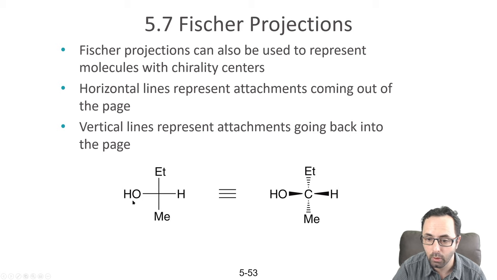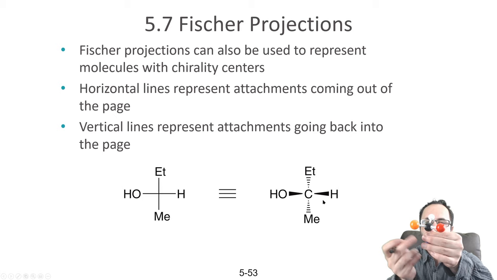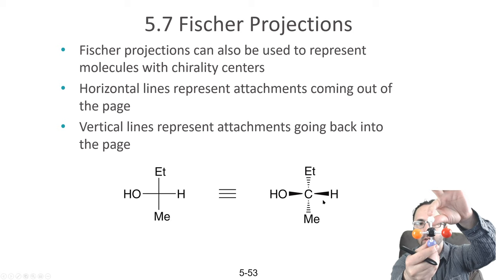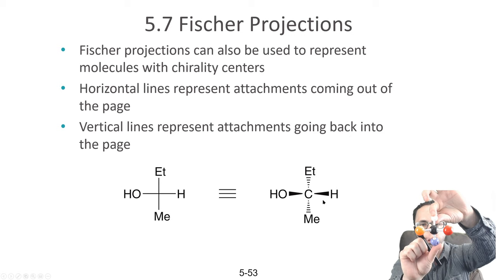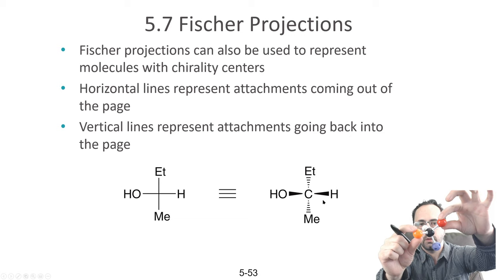In a Fischer structure, the way that it's arranged is such that the horizontal groups represent groups that are popping out of the page. So for example, these would be the horizontal groups popping out at you, looking at it like this. And the vertical groups are the ones that are in the dashes, away from you. Another way to simplify this, which is often what people do when they want to represent the Fischer structure, is to turn their view.